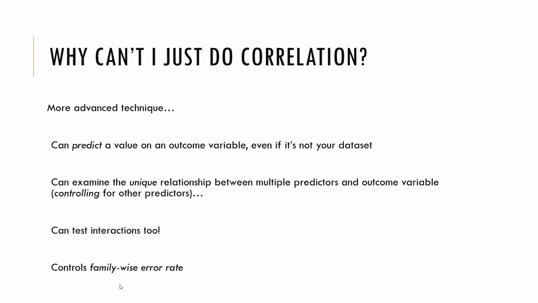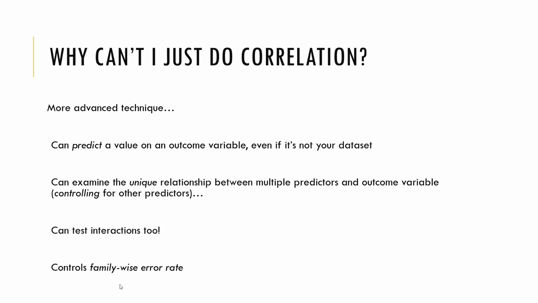One of the benefits of doing a regression as well is that you can predict a value on an outcome variable based on a hypothetical scenario in which you think someone will score this on predictor 1, and they'll score that on predictor 2. What would I expect to see on their outcome variable? You can actually use regression to predict that, even if that hypothetical case doesn't exist in your data set. So it's quite a powerful tool if used properly.